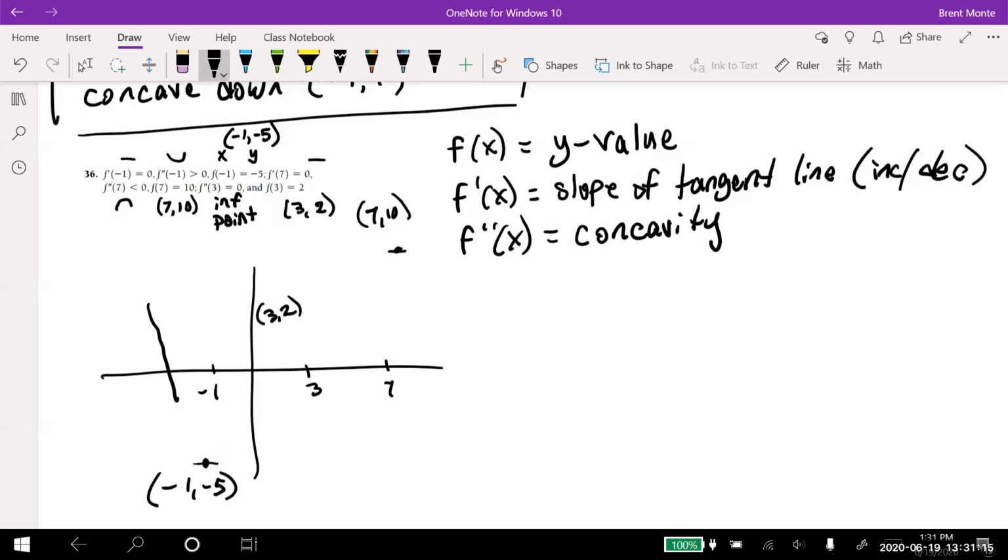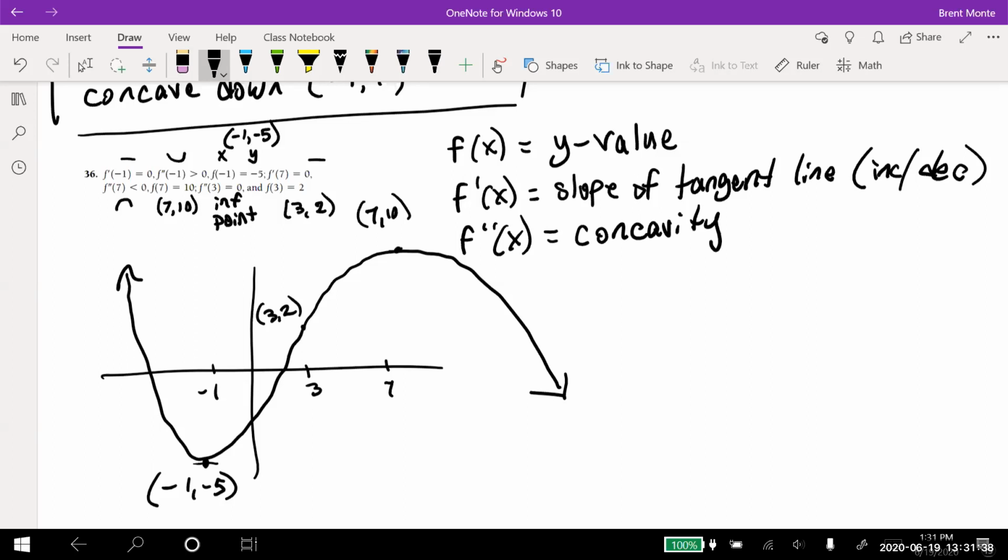I didn't mean to erase that. How'd that happen? Here, let's start this graph over, see if I can get a better graph. Okay. So it's concave up, and then it gets to 3, 2, and it changes to concave down. Goes through there. There's my graph.